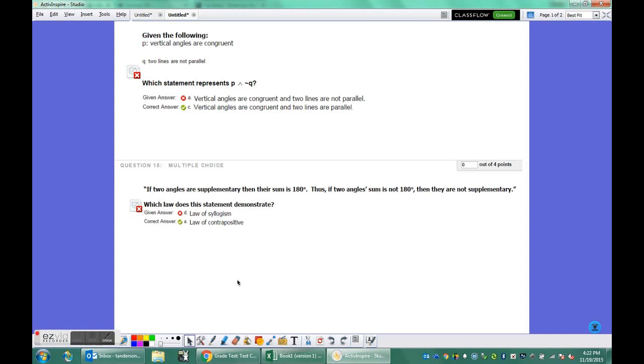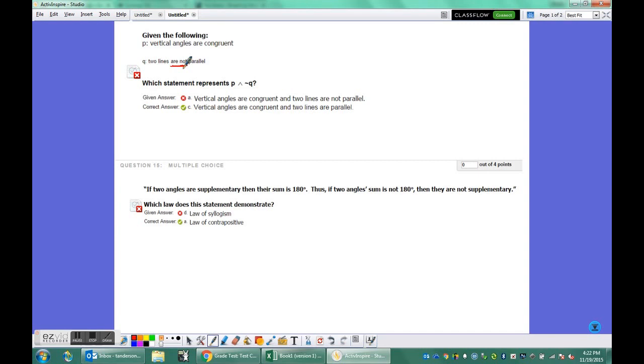Alright, so in this video I'm going to go over a couple questions that you had here on the test. So for the first one here, it gives me two statements. One of them, that vertical angles are congruent, and the other one, and this little part here is important. It says two lines are not parallel.